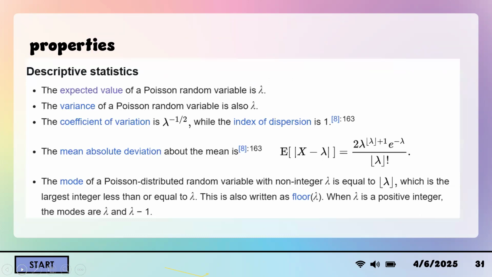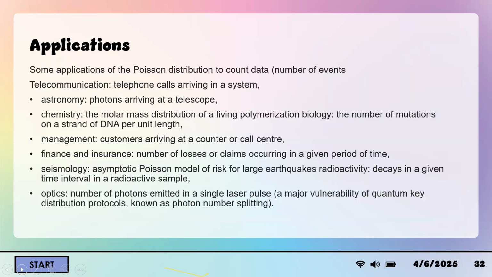So, what are the properties for a descriptive statistic? The expected value of a Poisson random variable is lambda. The variance of a Poisson random variable is also lambda. The coefficient of variation is lambda to the power of minus 1 over 2. So the index of dispersion taken is 1. So this is how we are going to calculate.